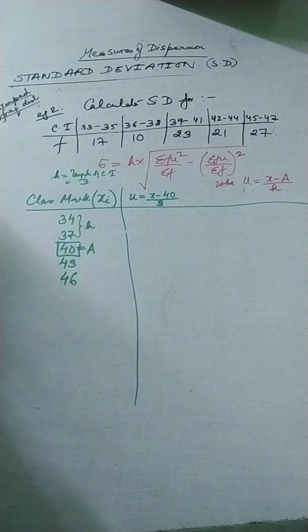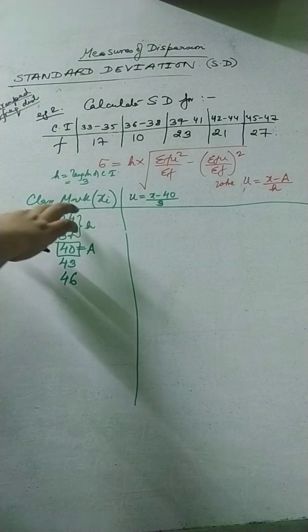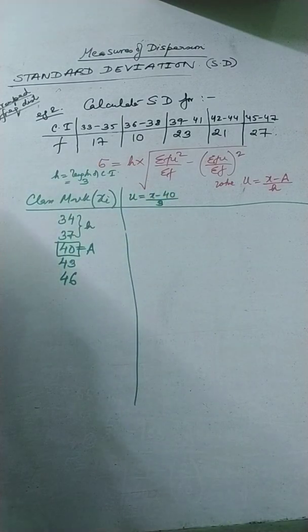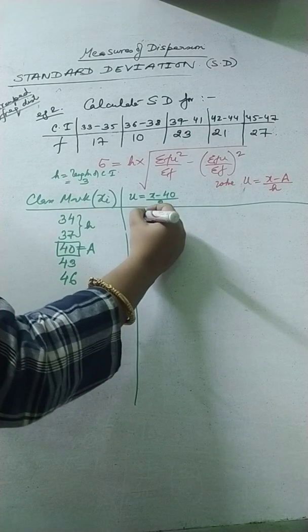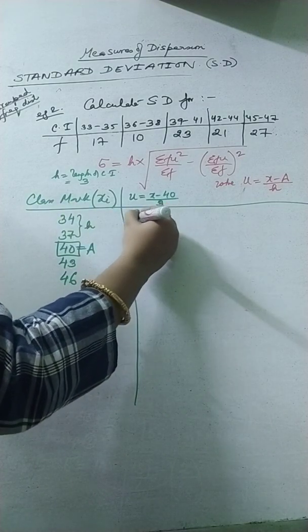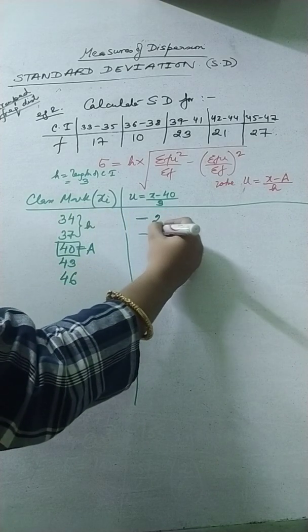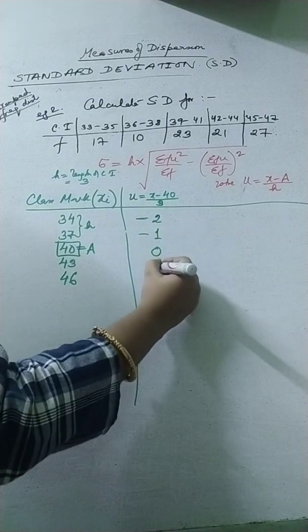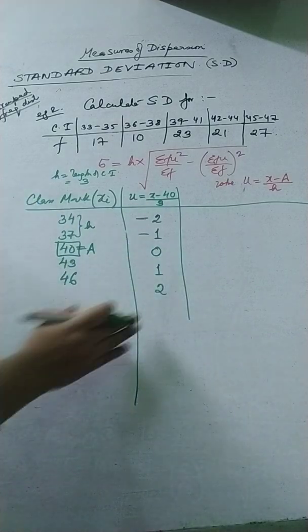A is the assumed mean. You have already been showing it over here. So let us calculate now. 34 minus 40 divided by 3, that gives you how much? Minus 2, because it's minus 6 by 3. 37 minus 40 by 3, it's minus 3 by 3, so it's minus 1. This is 0, this is 1, this is 2. So this is your u.